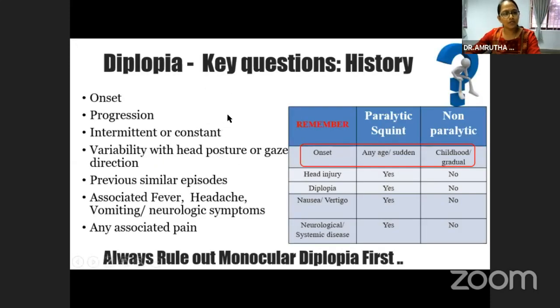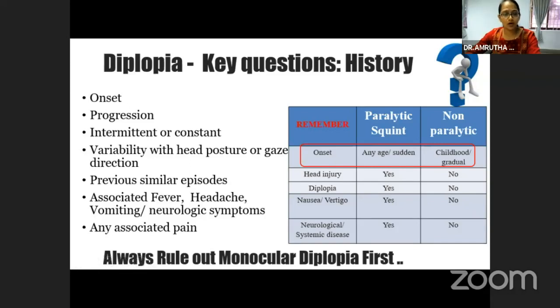So take a detailed history about the onset, progression, and whether it is intermittent or constant, for us to deal with whether it is related to a constant pathology like a paralytic strabismus, or intermittently changing conditions like intermittent exotropia, decompensating phorias, or intermittent symptoms of myasthenia. Does the patient complain of varying diplopia with head position or gaze change? Does the diplopia become better at certain positions? Are there previous histories or associated neurological complaints like headache and vomiting? Then you're looking at something more than the usual one.